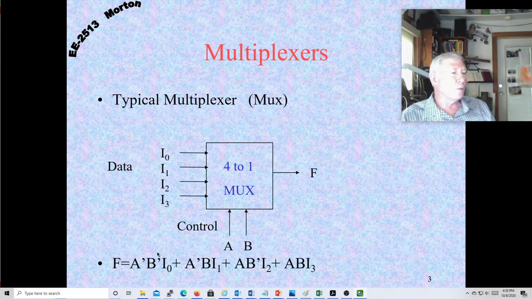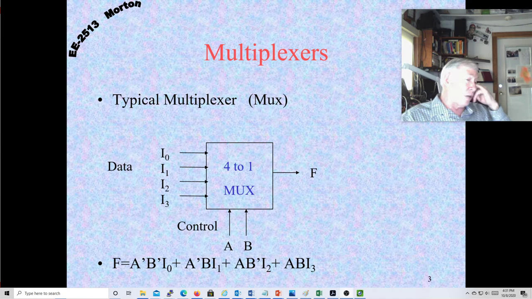Remember the multiplexers. These are very, very useful devices, and they do show up all the time, so it's good to know about them. They consist of some number of inputs, almost always a power of two, and some number of control lines. If you have n control lines, then you're going to have 2 to the n inputs. We have A and B, so that's 2 control lines, so n is 2. 2 squared is 4, so we have 4 inputs. If you have 3 control lines, you have 8. If you have 4, you have 16, and so forth. Multiplexers much bigger than 16 are kind of rare.